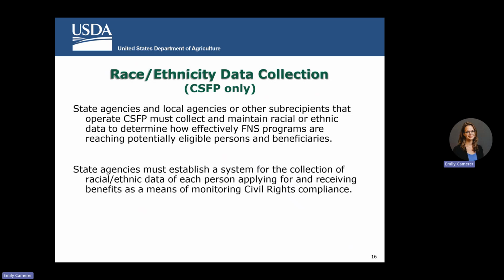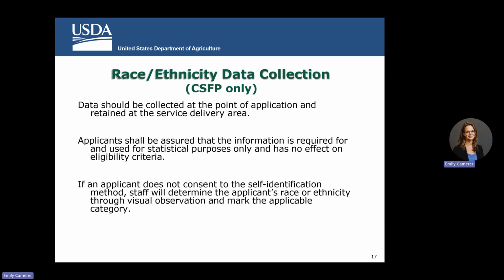State agencies and local agencies, along with other subrecipients operating the Commodity Supplemental Food Program, CSFP. Again, this is just being addressed to CSFP program participants. They are required to collect and maintain racial and ethnic data. This data collection helps assess how effectively FNS programs are reaching potentially eligible individuals and beneficiaries. Additionally, the state agencies must implement a system to gather racial and ethnic information from each person applying for and receiving benefits to ensure compliance with civil rights regulations. Again, just for CSFP programming, data should be collected at the time of application and retained within the service delivery area.